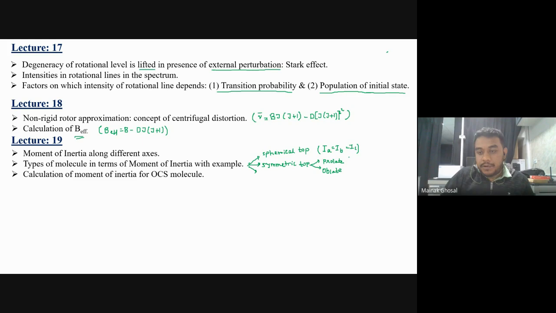For a prolate molecule, the condition is Ia less than Ib, with Ib equal to Ic. That means Ib and Ic are equal, but Ia is less than both. Or it could be oblate, for which Ia equals Ib, both equal but less than Ic. And another type could be the asymmetric top molecule.